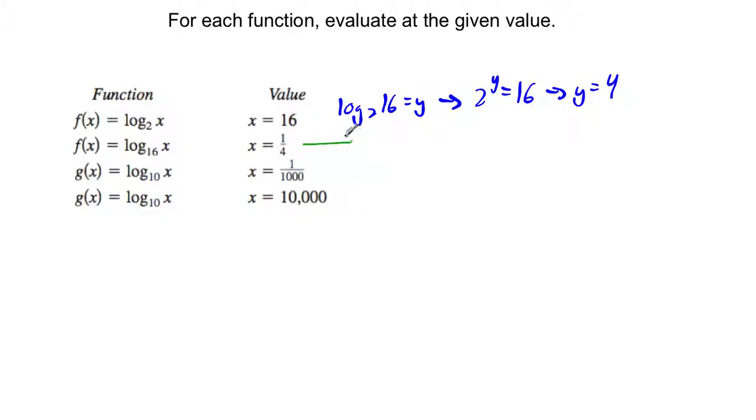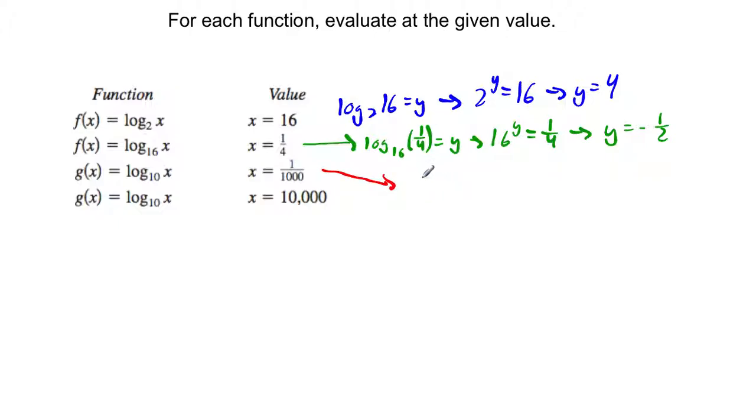For this second one here, if I set this equal to y, so I say log base 16 of 1/4 is equal to y, then I get 16 to the y power is equal to 1/4. Well, how do I get from 16 to 4? y would be 1/2 because 4 is the square root of 16. But this moves it to the denominator, so we have a negative exponent. y is equal to negative 1/2.